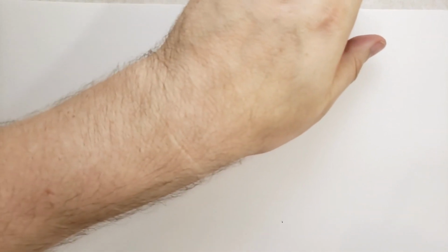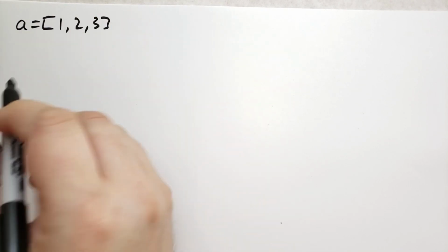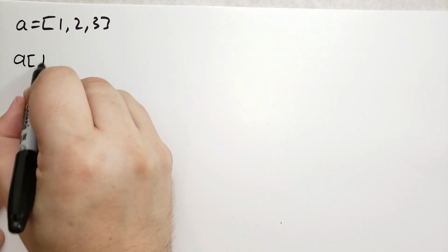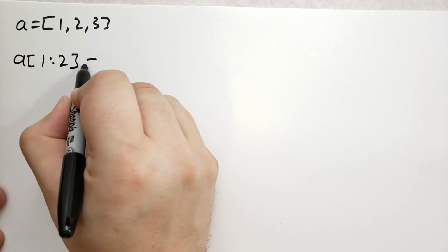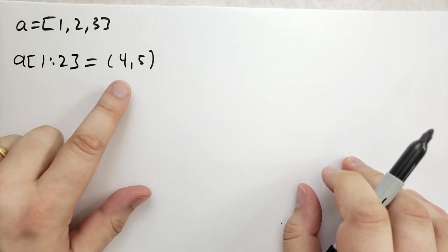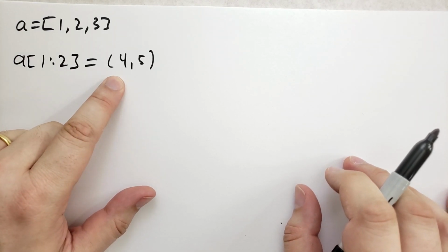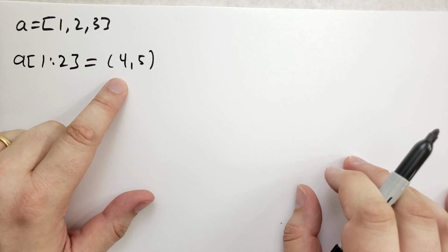In addition to assigning to a subscription, you can also assign to a slice. Let me show you what that might look like. So in our example, we're going to have a of 1, 2, 3, and then we're going to say a from 1 to 2 is now equal to the sequence 4, 5. When you're assigning to a slice, you always need to assign a sequence. If you don't assign a sequence, Python will raise a type error, okay?